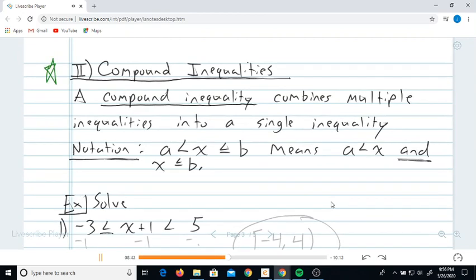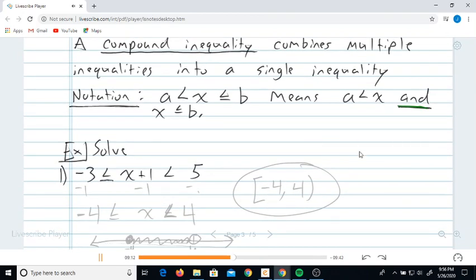A compound inequality is multiple inequalities combined into a single inequality. There are several ways we can do this. This is where we kind of get into unions and intersections. We won't be getting that complicated in this class. We're going to be focusing entirely on AND statements. If we look at this type of compound inequality, it's basically saying, hey, x is in between a and b, in this case greater than a, but less than or equal to b.